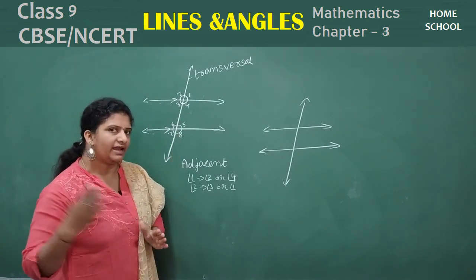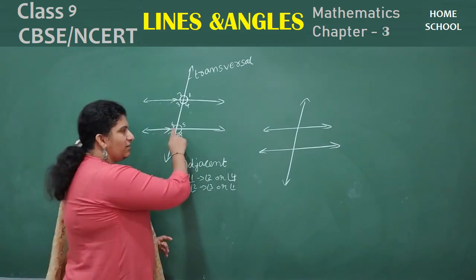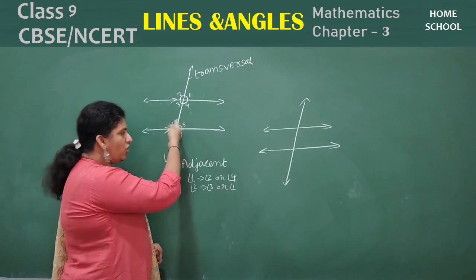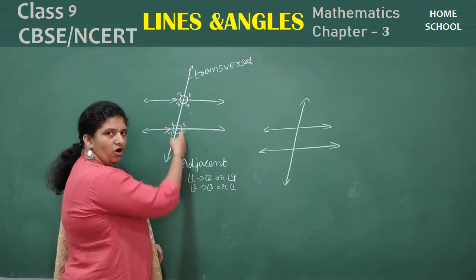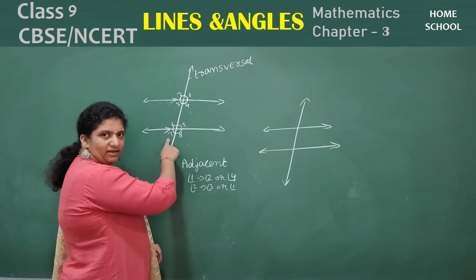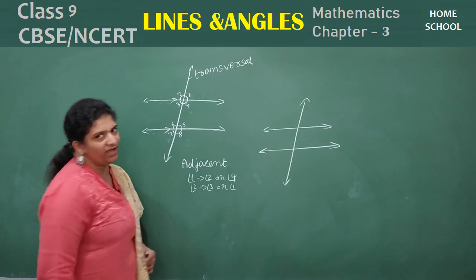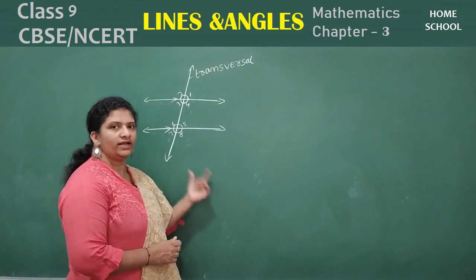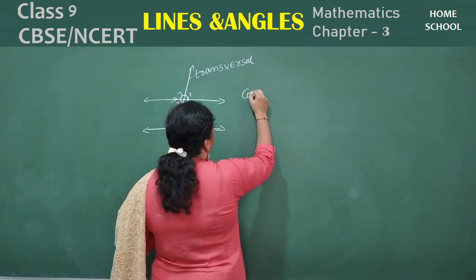All side by side angles are adjacent to one another. Right? In the same manner, can you say this? Angle 6 is adjacent to angle 5 or angle 7. Angle 5 is adjacent to angle 6 or angle 8. Angle 7, angle 6, angle 8. Angle 8, angle 7, angle 5. Now look here, children. We are going to see next what the corresponding angles are. So look here.